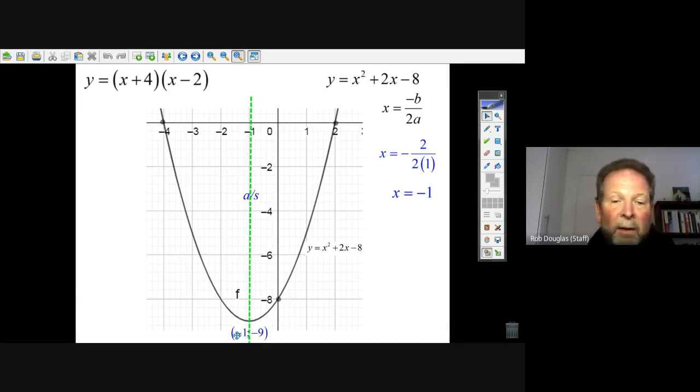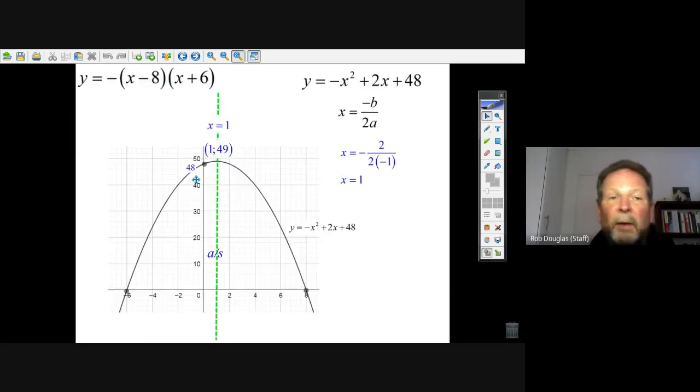Now, once you've got the minus 1, all you have to do is take minus 1 and put it in for x. And you'll get minus 9. Minus 1 plus 4 times minus 1 minus 2 equals minus 9. Look, we got the turning point, the y-intercept, and the x-intercepts.